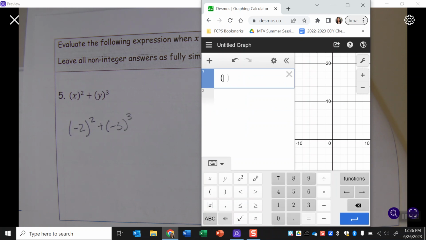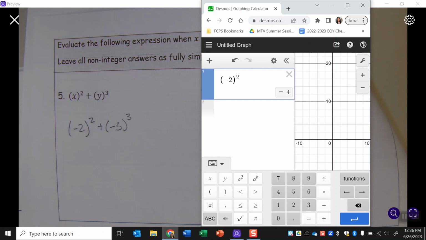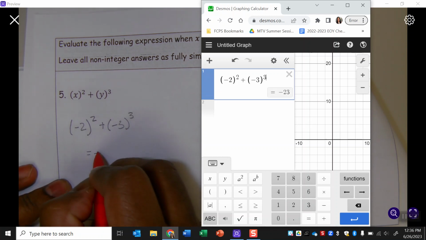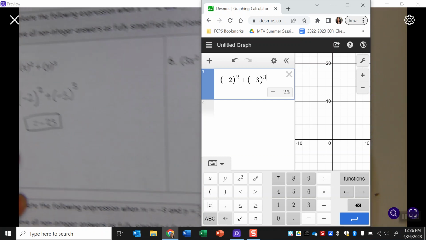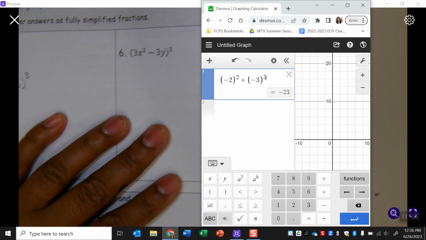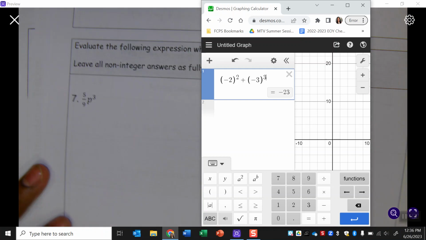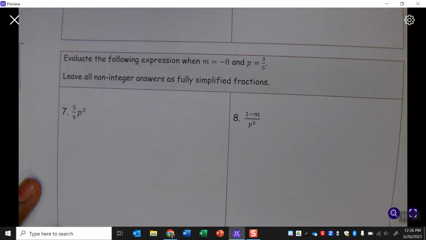So I'm going to do -2 squared plus -3 to the power of 3. That is -23. That's fun. I'll have you try that. And then let me go down to this one.